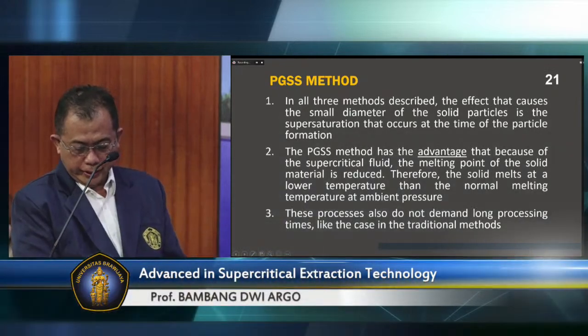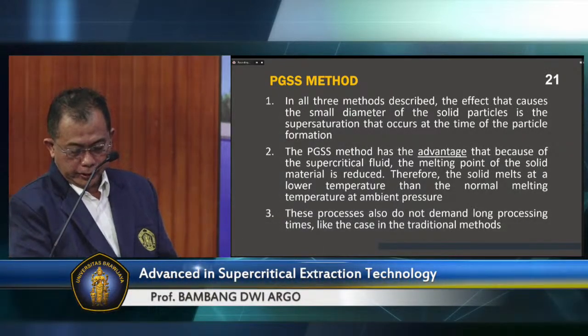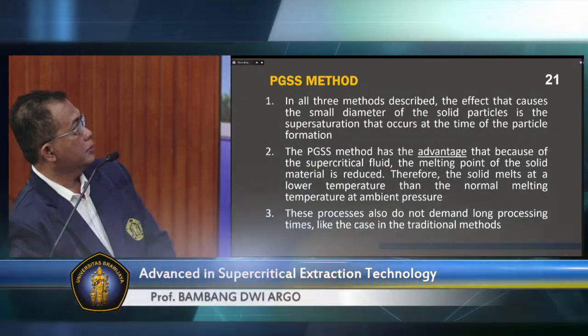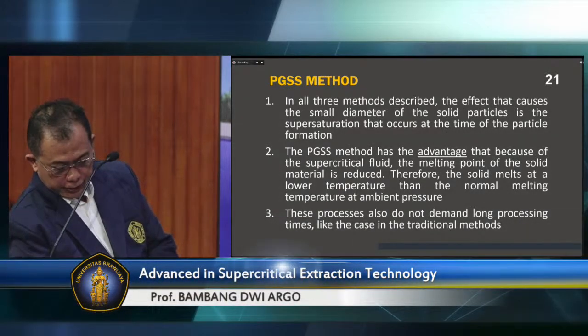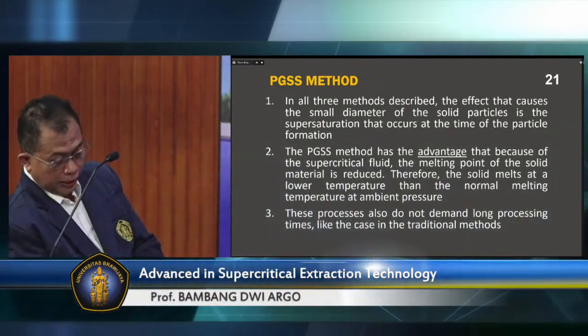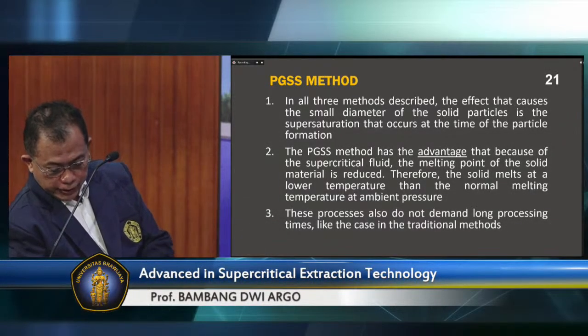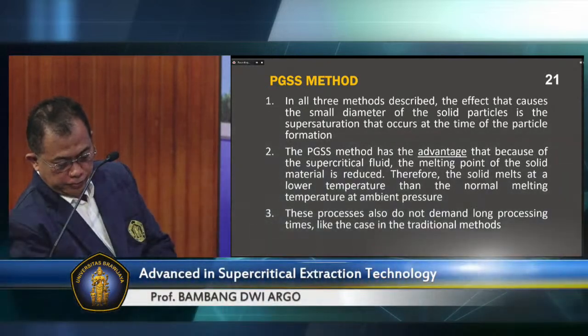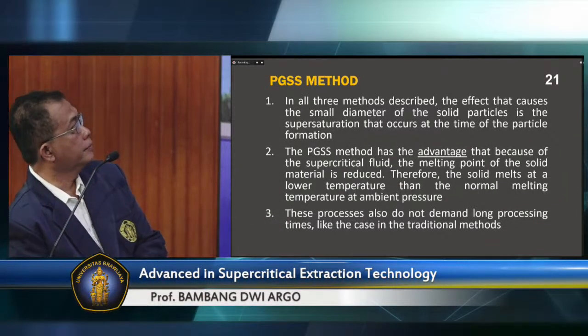The following scheme is used to produce micro-scale product using the PGSS method. The system consists of expander, and then nozzle, autoclave, cyclone, electrical filter, electrical motor, and vacuum pump.